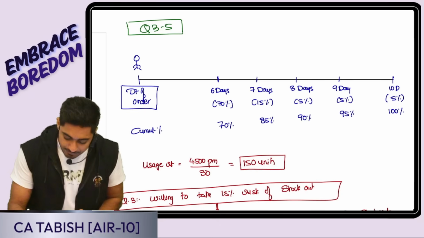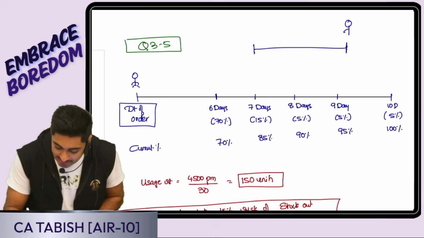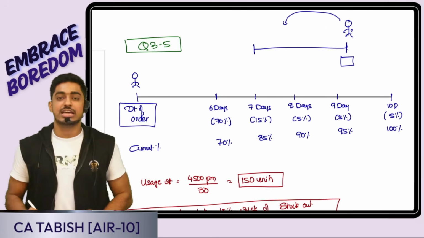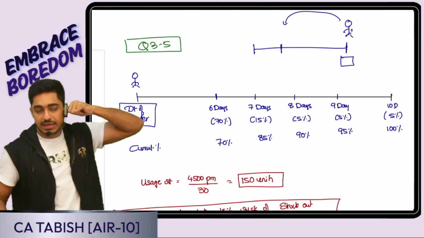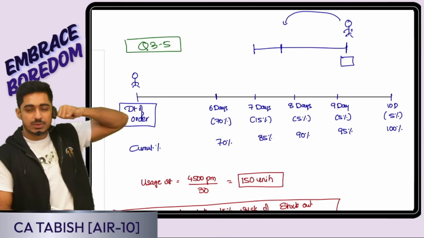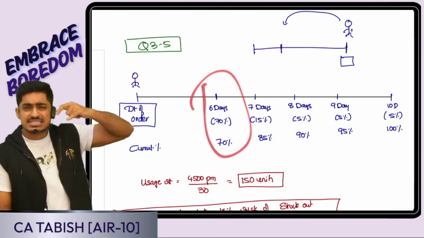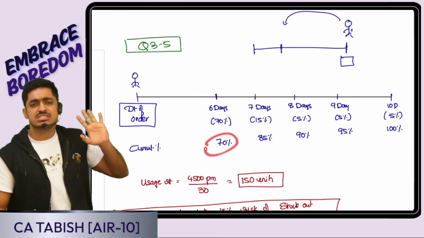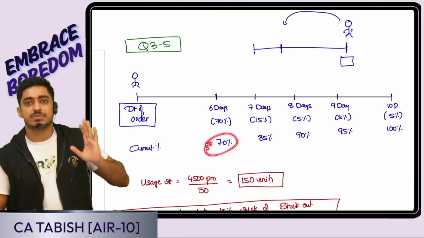Say for example, this is the day of stock out. That means this day my stock will get fully over. How many days before stock out I should place an order is the question. Now I called my supplier and asked him in how many days he will give me the goods. He told me, boss, I will give you in 6 days. I asked him, is there a guarantee? He told, boss, around 70% surety I can give that within 6 days I will give you. I told, no, I want 85% chance.